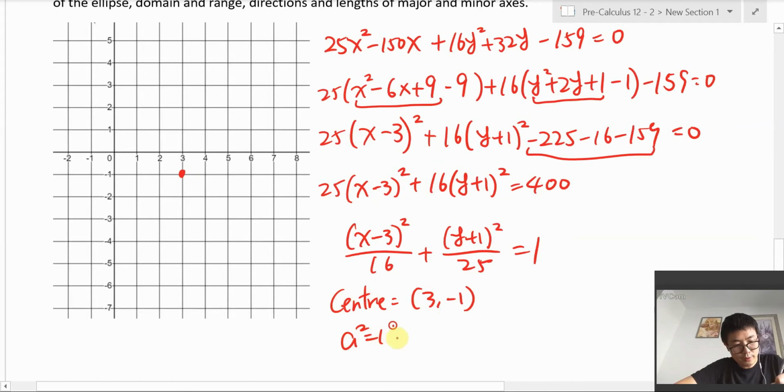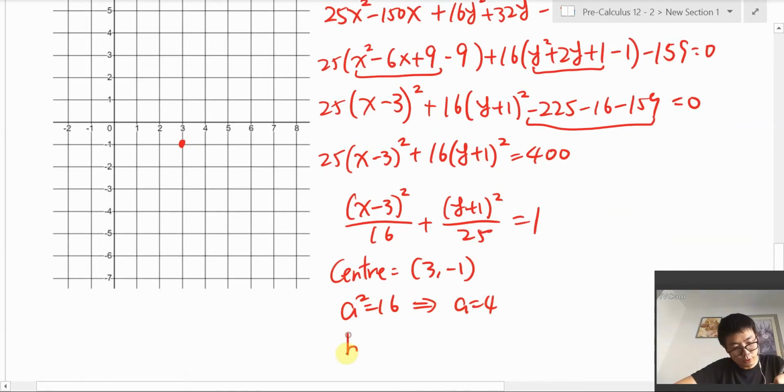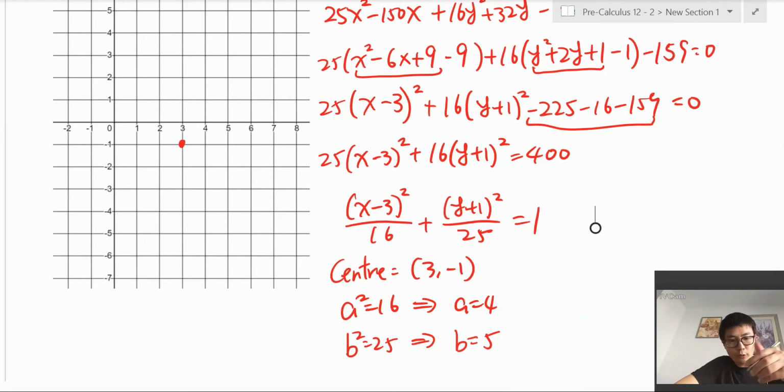A squared is 16, which means A is 4. B squared is 25. That means B is 5. Okay, and now we can actually find or get some points. So A is 4, so we're gonna go to the right 4 units and 4 units left. B is 5, so we're gonna go up 5 and down 5.